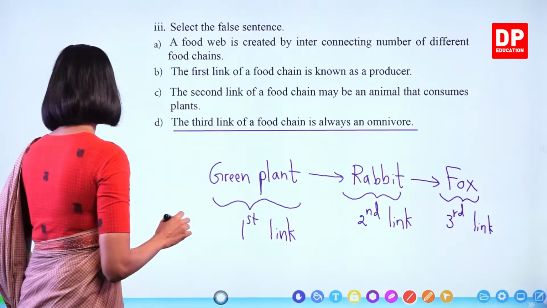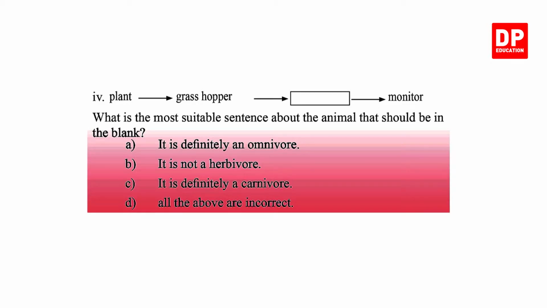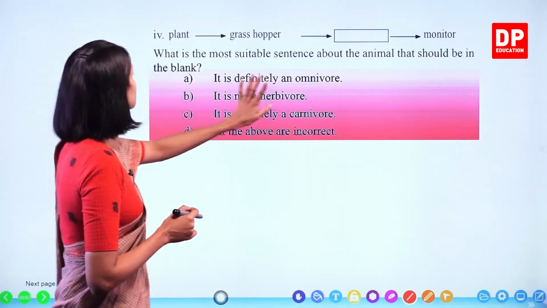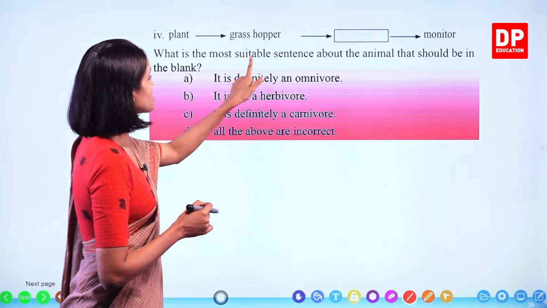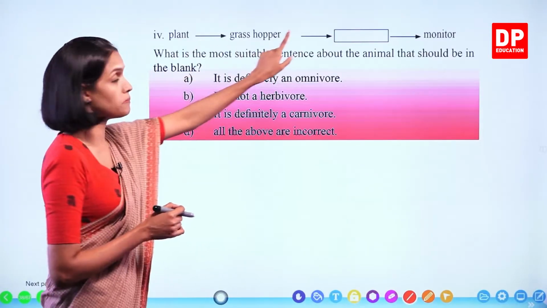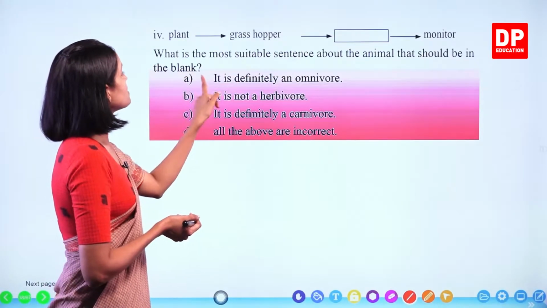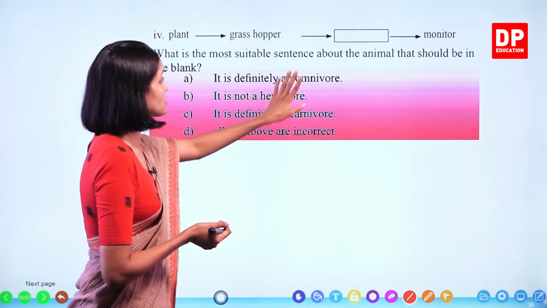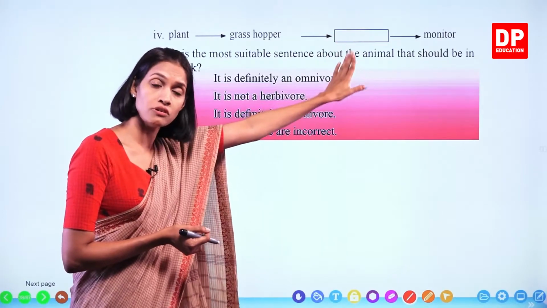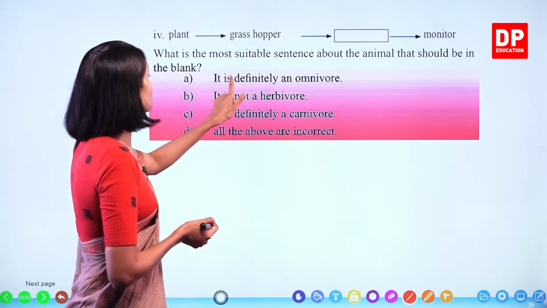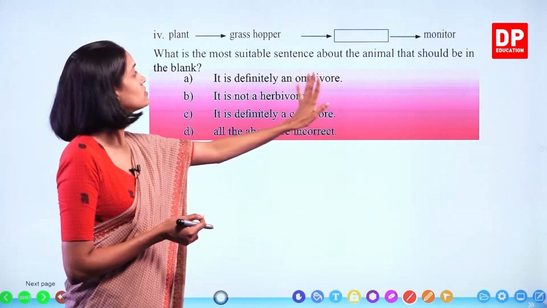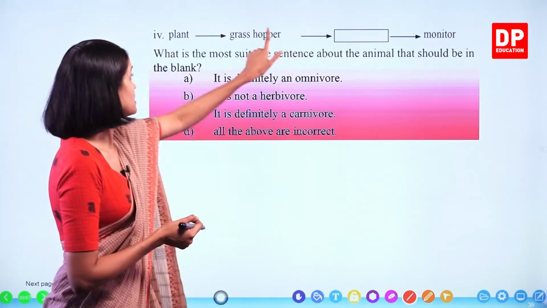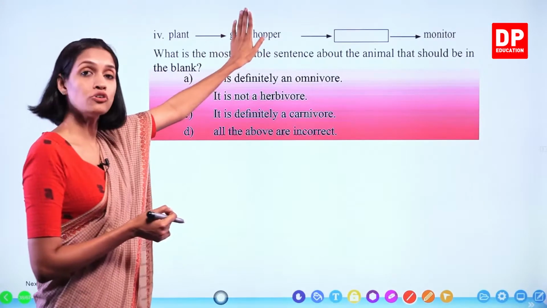Right. Okay, number 4. Plant, grasshopper, blank, monitor. Right? What is the most suitable sentence about the animal that should be in the blank? It is definitely an omnivore. Now, even earlier we discussed the third link can be an omnivore or a carnivore. So, it's definitely an omnivore is not correct. Okay? It is not a herbivore. That can be true because the second link is a herbivore or an omnivore.